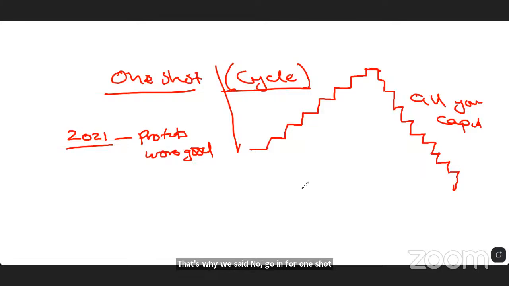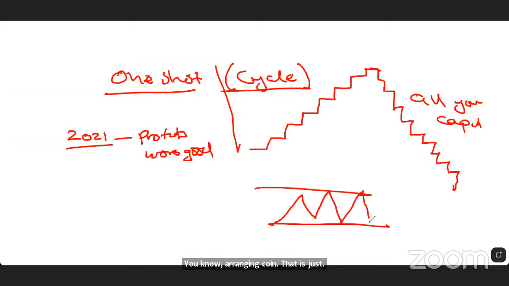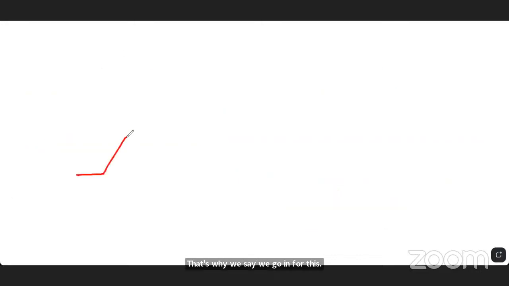This cycle may work on coins that are ranging, a ranging coin that is just moving like this. This is good for cycle. But coins that are pumping and dumping, they can dump you. That's why we go in for this. You enter a coin, the market rises, it sells, you go off. Then you find another one, you enter, the market rises, you go off. Give me a yes in the chat.